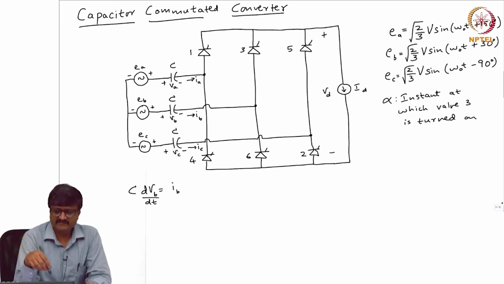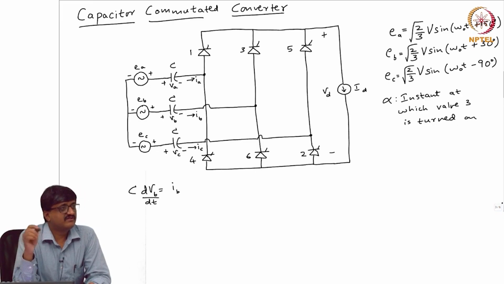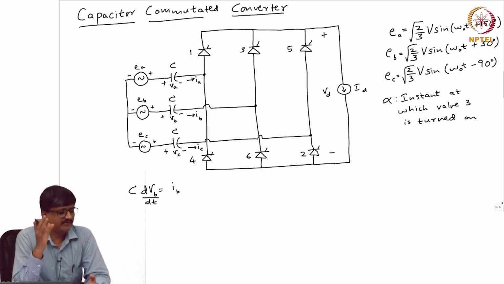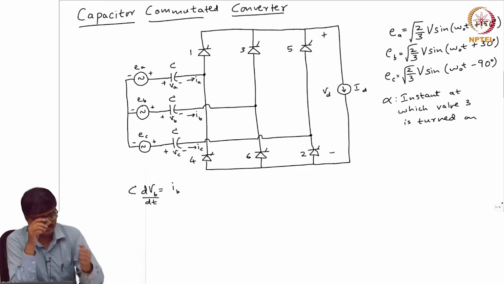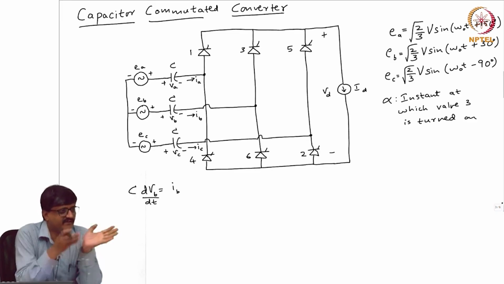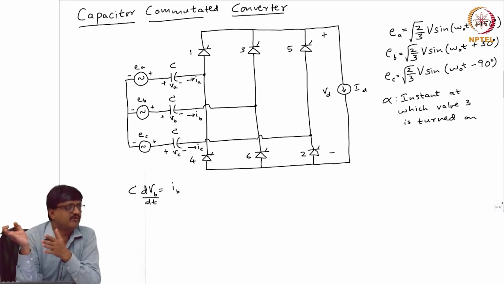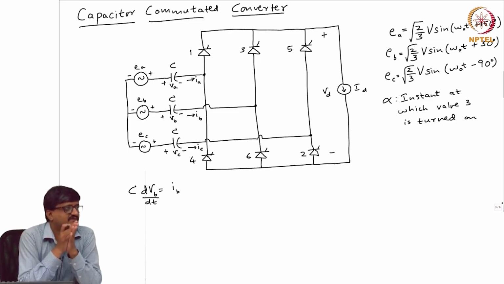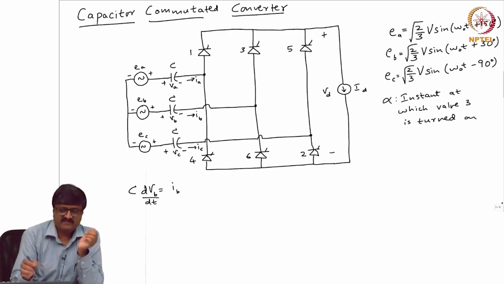Now, if you are familiar with this term commutation, what is commutation? A current gets transferred from one valve to another. To get that current transfer, one valve should turn off. You would have studied commutation as the word used even for turning off of a valve. Only when it turns off, the current that was flowing in that valve would shift to the other valve. So the capacitor is seen to help that commutation process.